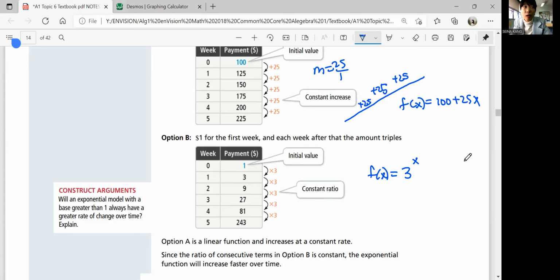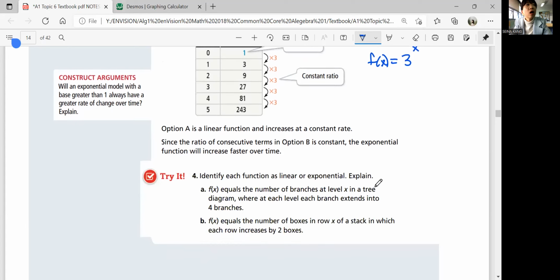All the time, exponential functions increase much, much faster than the linear equations, increase or decrease, okay? So the speed of increasing and decreasing are going to be a lot faster because it's a curved line. Linear function is a steady increase or decrease. All right, look at try it for the last time in this lesson.